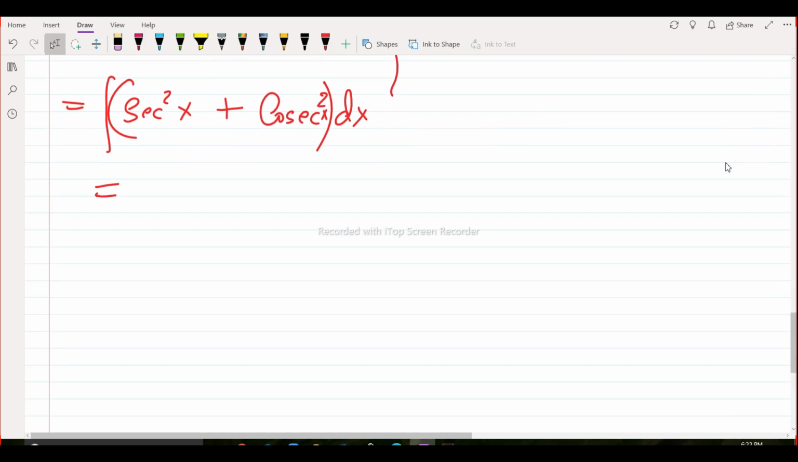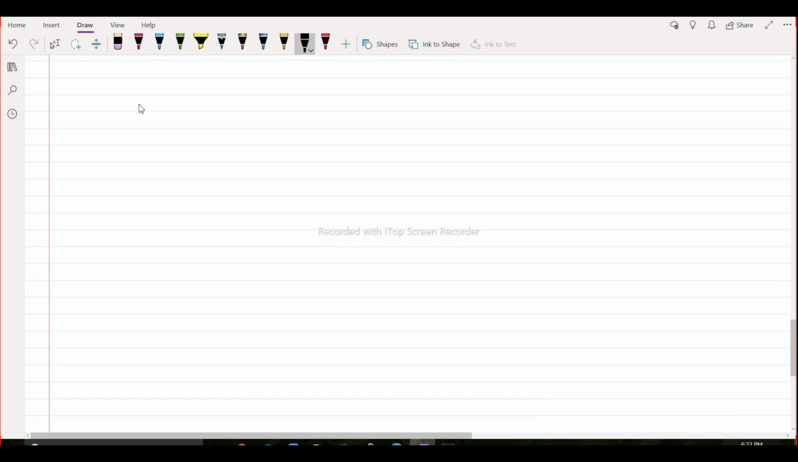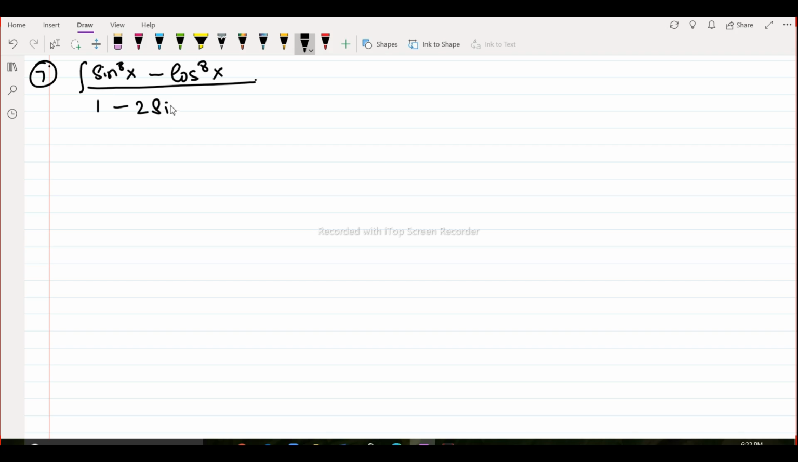Let's try one more. Let's try a little complicated question. Let's say we have a question like this: integration of sine raised to 8x minus cos raised to 8x upon 1 minus 2 sine square x cos square x.